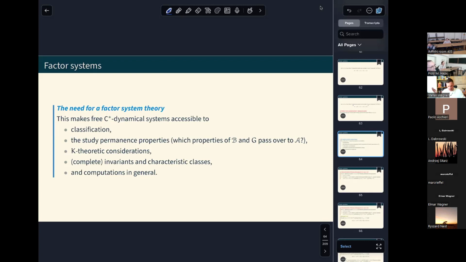Then K-theoretic considerations. So I come back to this later. And of course, you would like to have invariants and characteristic classes for the C*-dynamical systems. And also, maybe if I have time, this also helps to do computations in general. Usually, if you just have any kind of structure, sometimes it's hard to do computations, but with this vector system, you can actually do some computations that tell you something about the structure. All right.